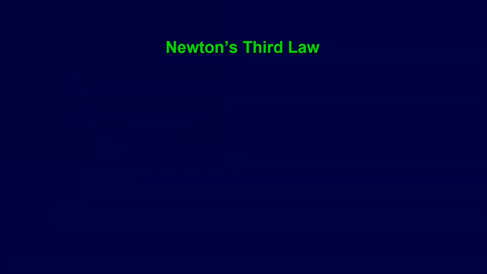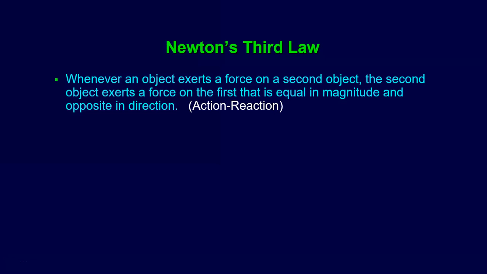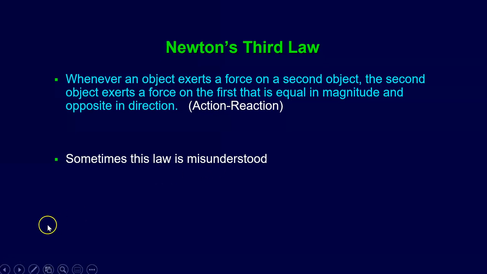So let's first introduce ourselves to Newton's third law. Whenever an object exerts a force on a second object, the second object exerts a force on the first that is equal in magnitude and opposite in direction. We call this the action-reaction law. And sometimes this law is misunderstood, so let's go through and talk about this and see if we can get our heads around it a little bit better.